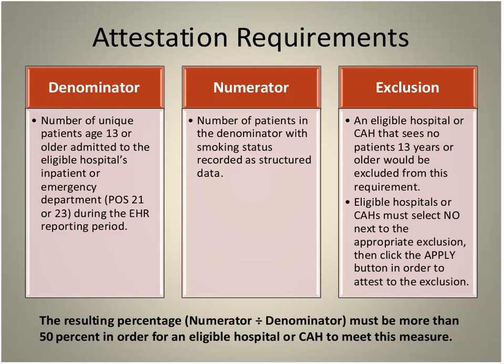So, as I mentioned, the way in which the exclusion works, the hospital would select yes to the appropriate exclusion and be able to apply it in order to attest to the exclusion. So you still have to answer a question about it in order to qualify. You can't just ignore that particular objective. Again, you have to be greater than 50% in order to qualify. Okay.